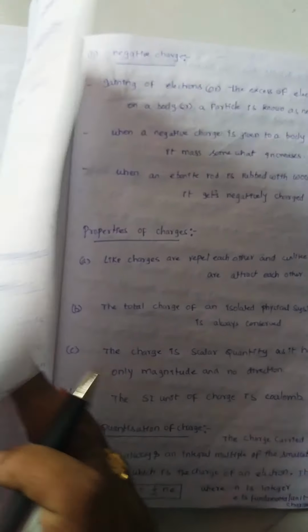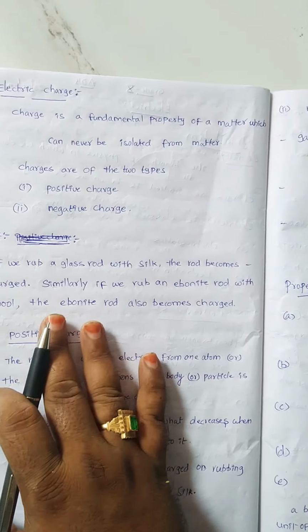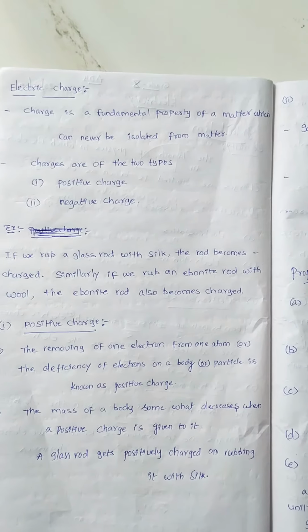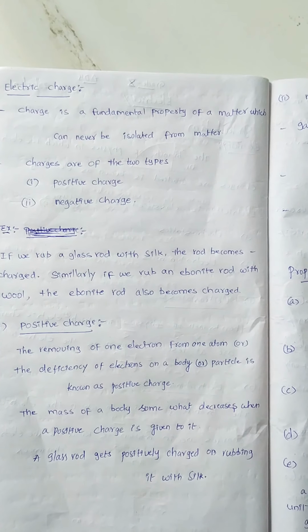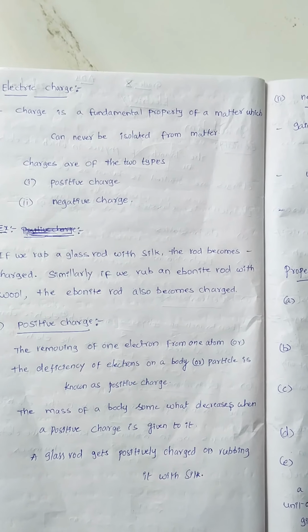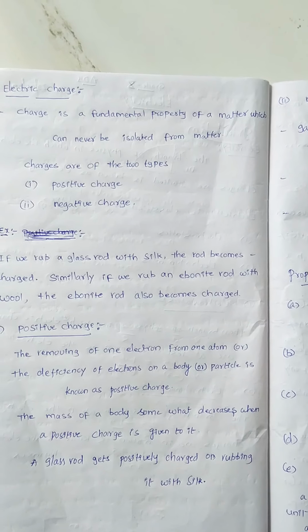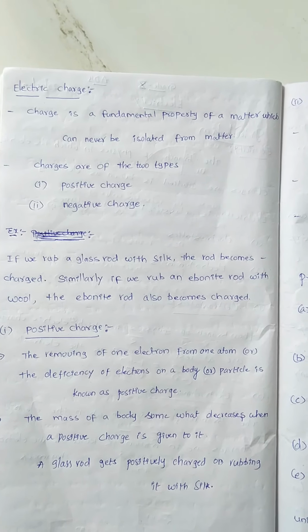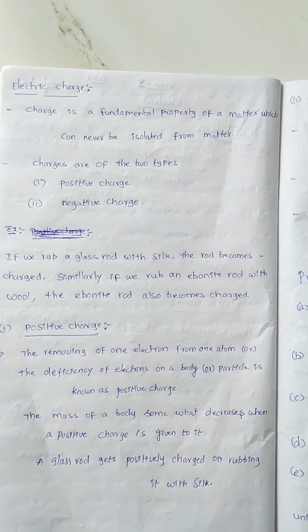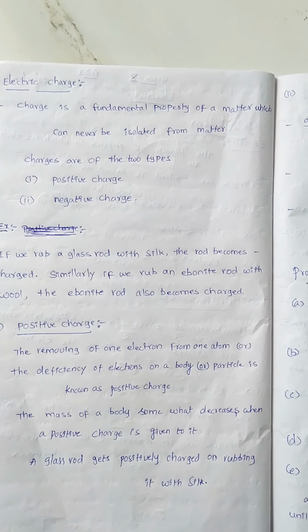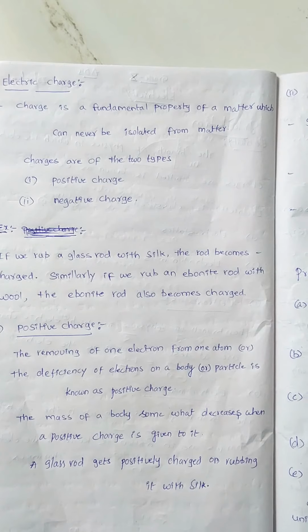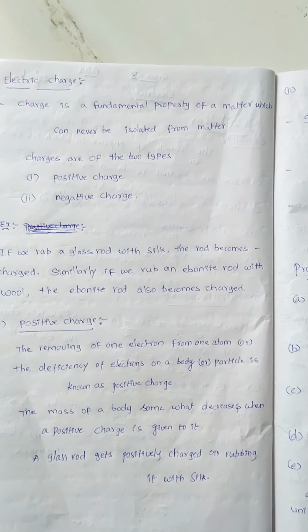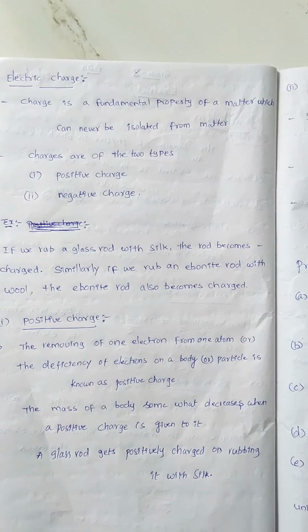Next, I want to discuss electric charge. A charge is a fundamental property of matter which can never be isolated from matter. So charge is like mass. In nature, mass always exists for any body. The main difference between mass and charge is that charge can be positive or negative.